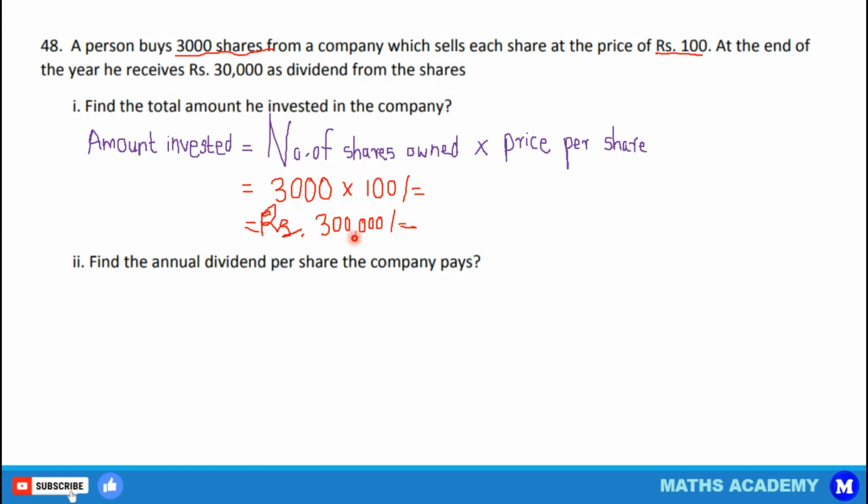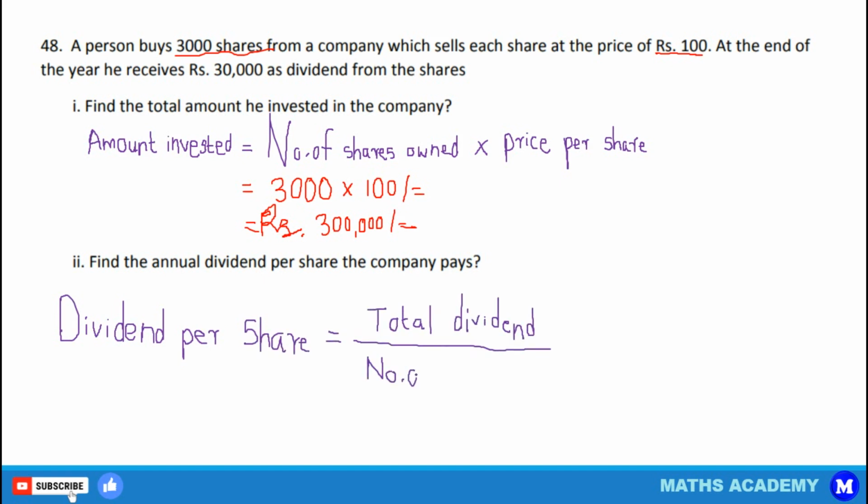And the second question, find the annual dividend per share the company pays. So to find the annual dividend per share the company has paid, we should use the equation the total dividends received at the end of 1 year divided by the number of shares. That will be the equation to calculate the dividend per share. So this will be the equation.